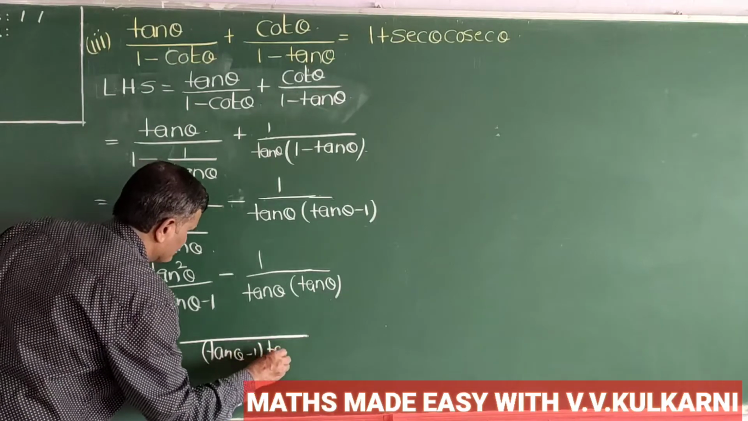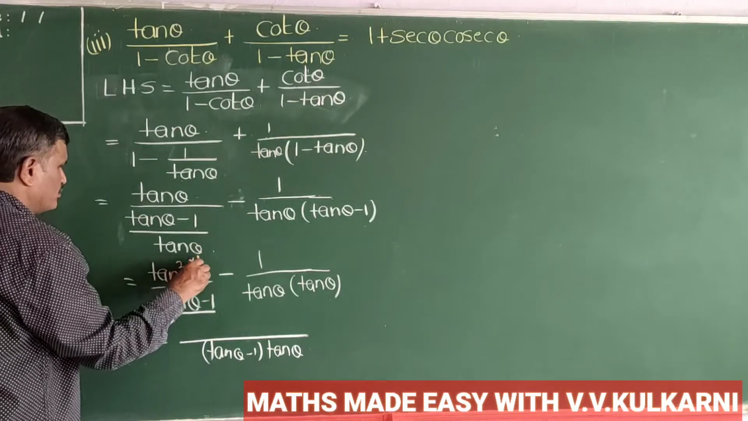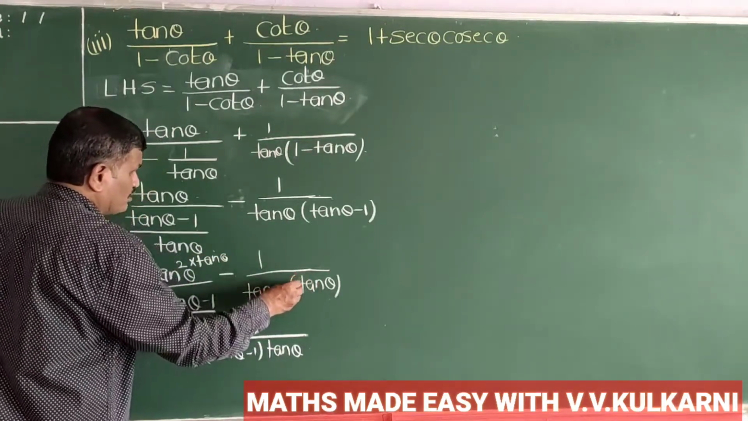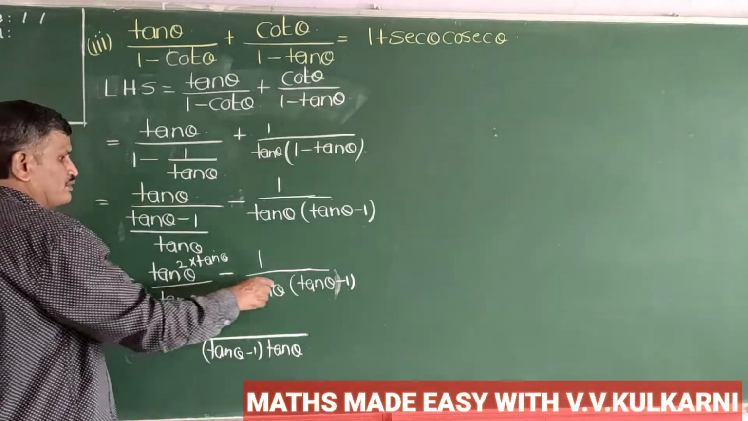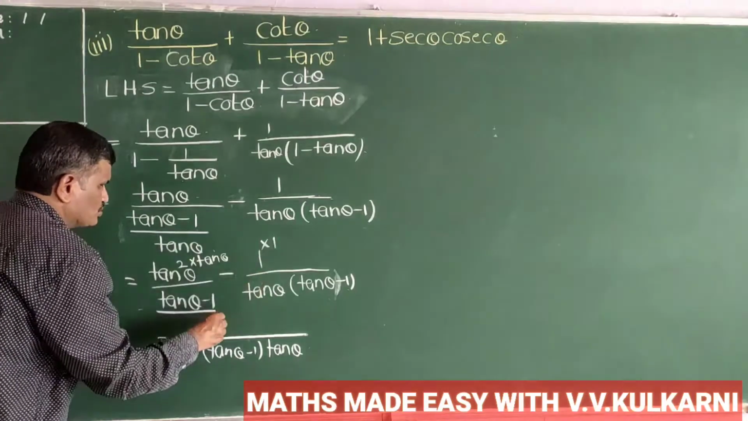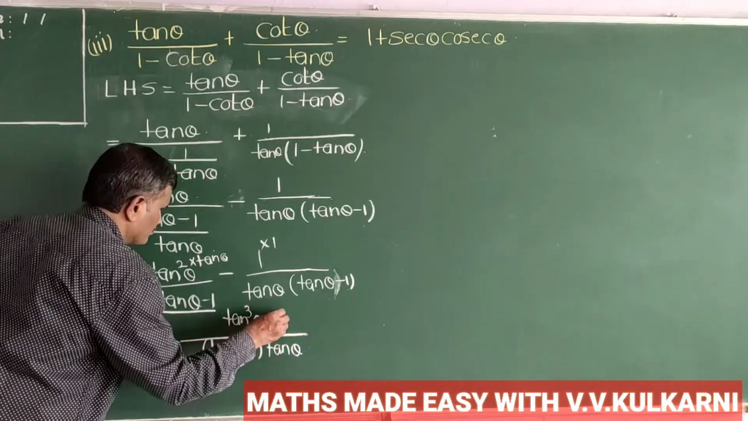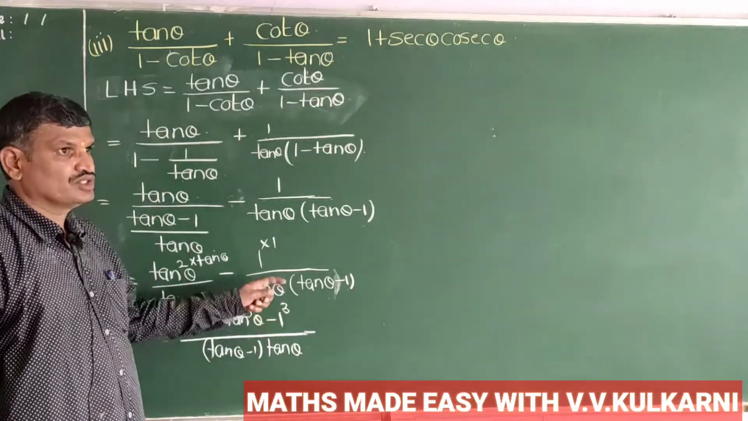into tan theta, and already here tan theta minus 1 is there, so I have to multiply here by tan theta. Here already tan theta is also there and tan theta minus 1 is also there, so I need not multiply anything, it is into 1. So this will become tan cube theta minus 1. Tan cube theta minus 1, and 1 can be written as 1 cube also.